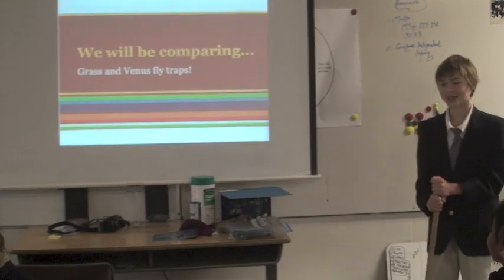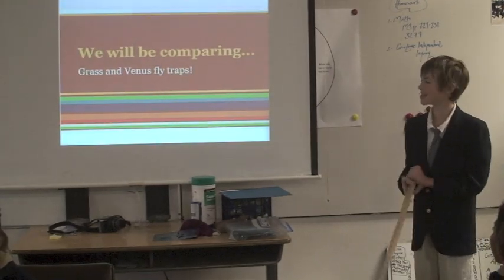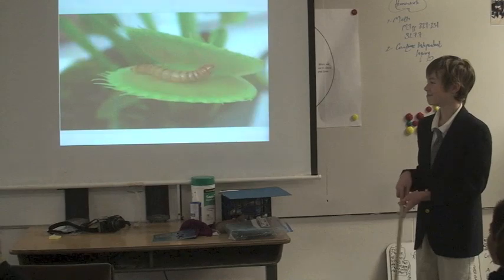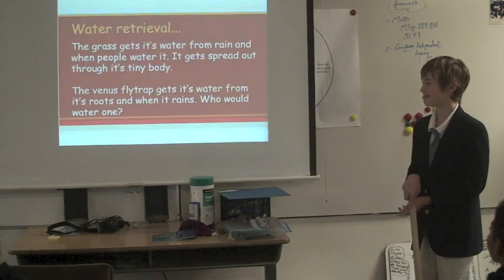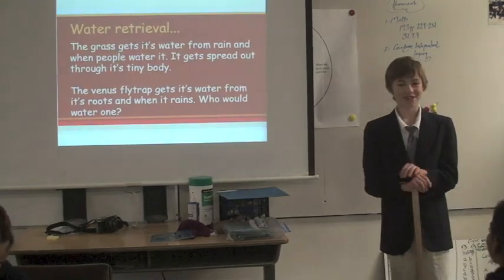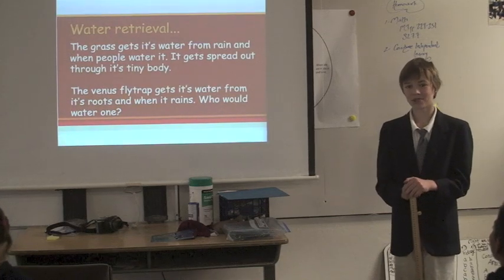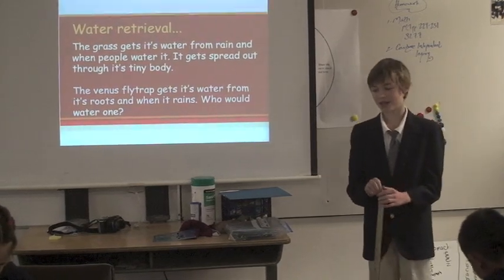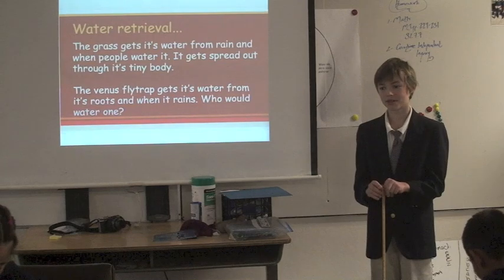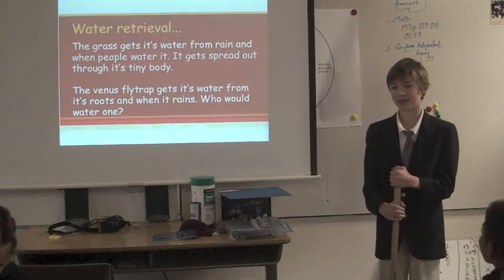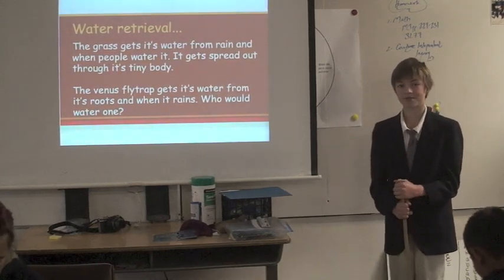Our second comparison will be grass and Venus flytraps. The grass and the Venus flytrap both get water from when it rains and when people water it. It goes into the soil, and then they absorb it through their roots.